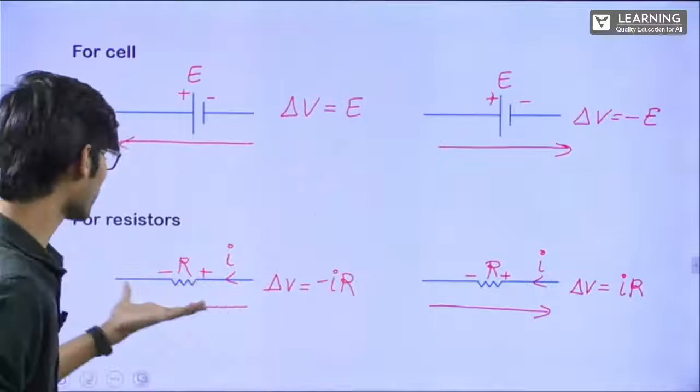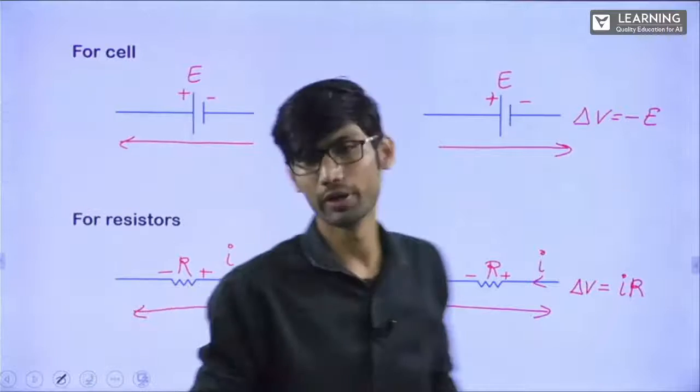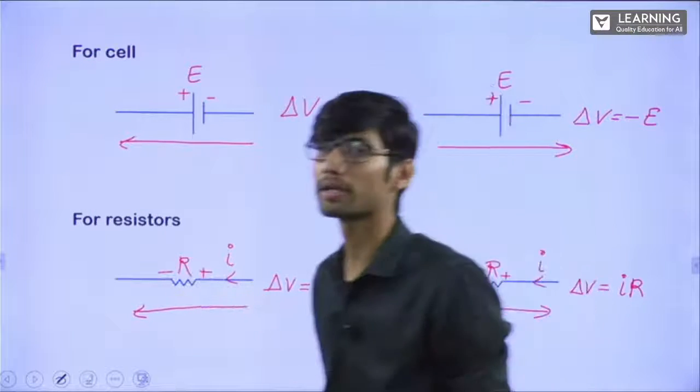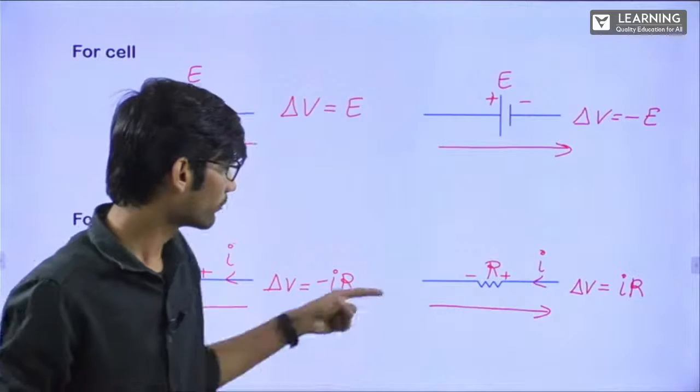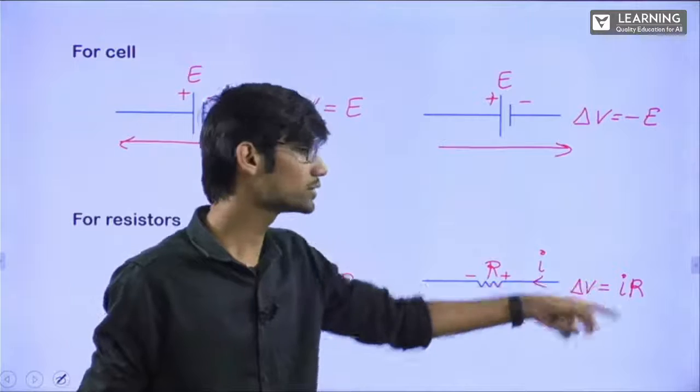Again, here also it follows the same thing. See, from positive to negative we are going. If you see this arrow, this is towards negative. Towards negative is minus IR. Here if you see, we are going towards positive. This was minus, this was plus. Towards positive means plus IR.